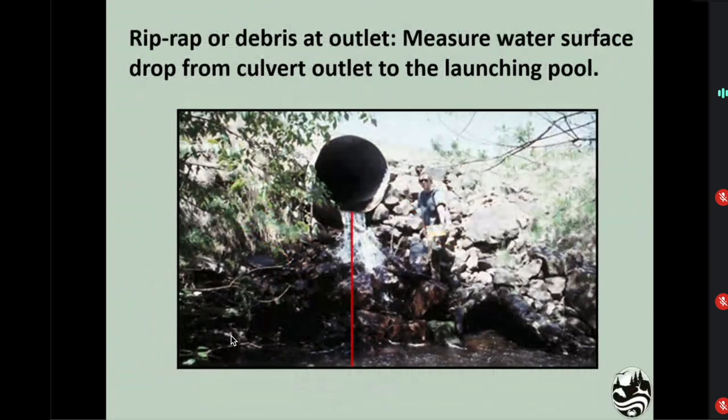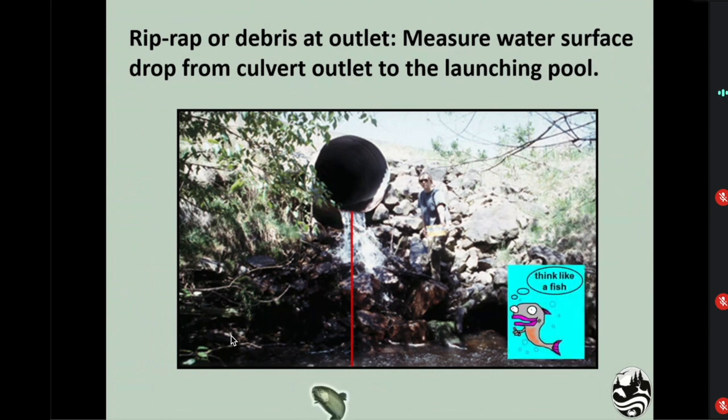So this image, again, is a little outdated, but it's a really good image to show. This water's coming out of the pipe, water surface drop, and then it's cascading over riprap boulders here. And the point is, you want to think like a fish. The fish has to be in the pool and jump up into the pipe. They can't crawl up here and jump halfway up where the water is touching and impacting the riprap. You really just want to think like a fish.